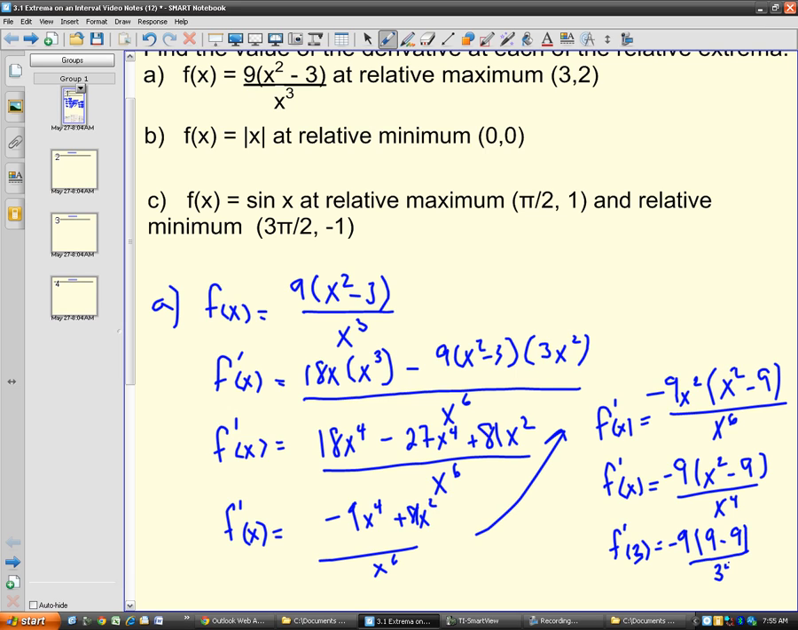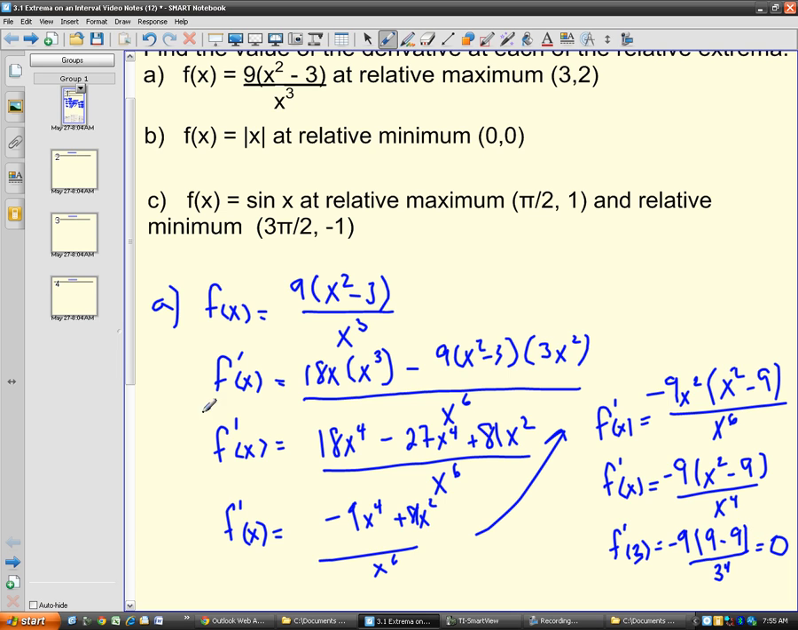And so plugging this in, I get 0. It looks like I get 0 on top. I get 9 minus 9, which is 0. And 0 times negative 9 is 0. So 0 over any number, as long as the bottom is not 0, is 0. So when we take the derivative at a maximum, we end up with 0.